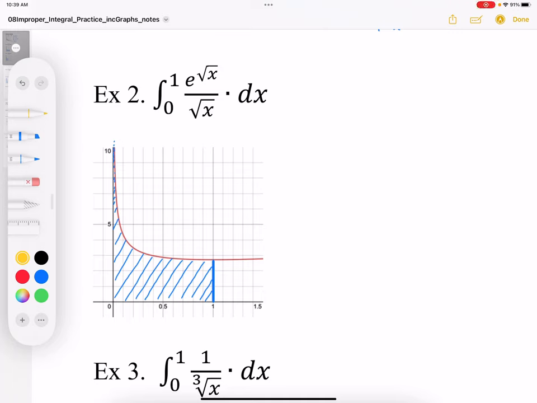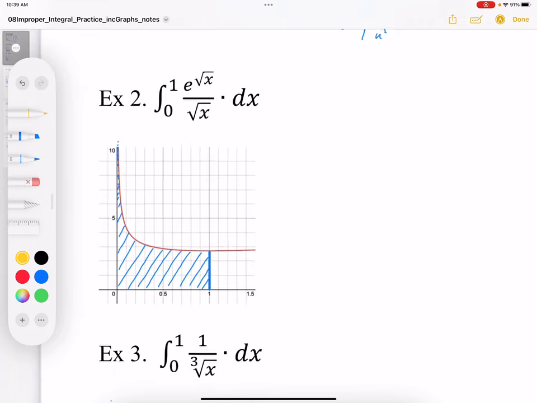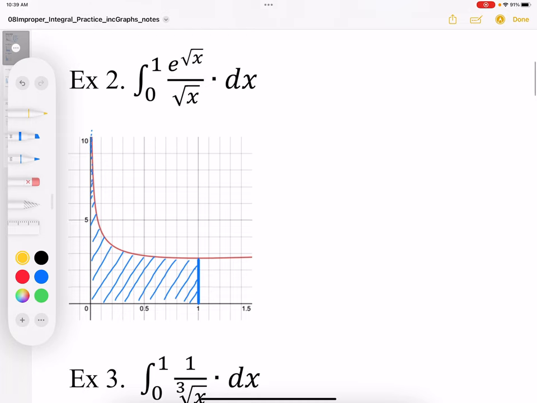Example 2. We have the integral from 0 to 1 of e to the root x divided by root x. So we first of all need to recognize that we have a vertical asymptote at 0 because we're dividing by 0, and that one of the bounds is the vertical asymptote. And since we have a bound at a vertical asymptote, we can see up in this area here that it is unbounded. Okay, so we're going to need to set up an improper integral.